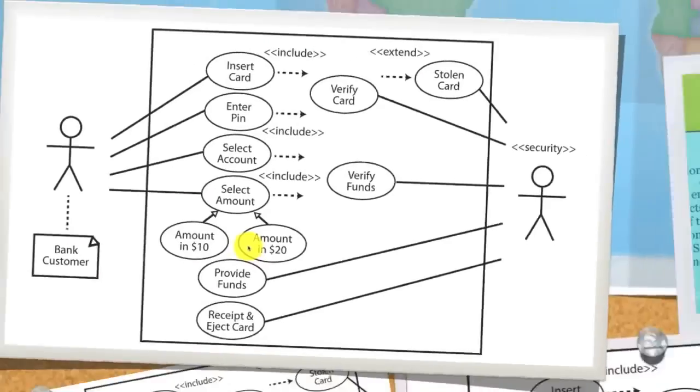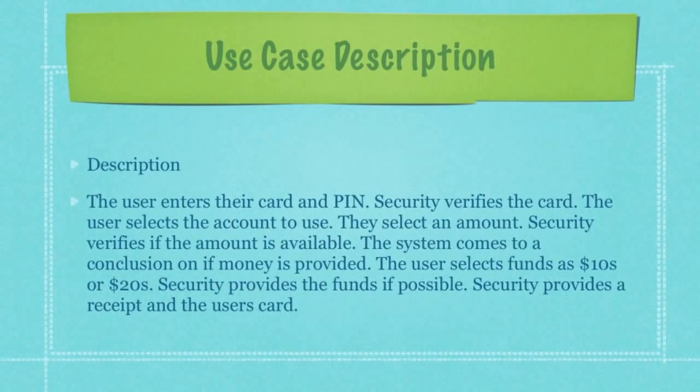So let's take a look at one of those. Now, whenever you create a use case description, of course, one of the parts of that is going to be the description. And I'm not going to read all this, but basically it just goes through and goes over all the different things that your system's going to do. Like the user enters their card and PIN, security verifies the card, the user selects the account to use, and so on.